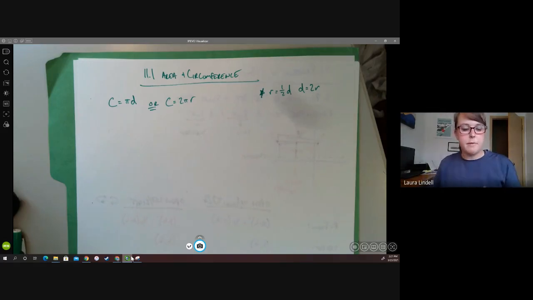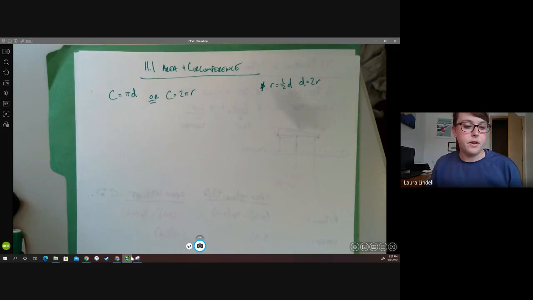So we're going to do some examples of how we would use diameter or radius to get circumference, and how we would use circumference to get diameter and radius.